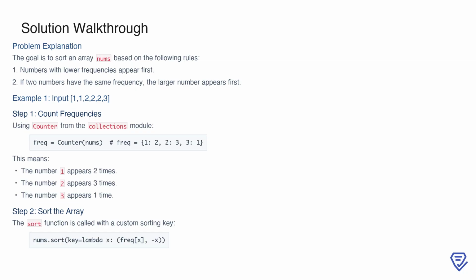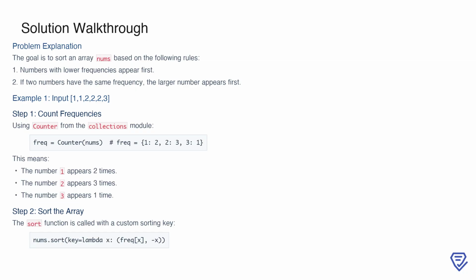To solve this problem, we aim to sort the given array nums based on two specific rules. First, numbers with lower frequencies should appear earlier in the sorted array. Second, if two numbers have the same frequency, the larger number should come first. For instance, in the input array [1, 1, 2, 2, 2, 3], the first step is to count the frequency of each number. Using Python's Counter from the collections module, we find that the number 1 appears twice, 2 appears 3 times, and 3 appears once.